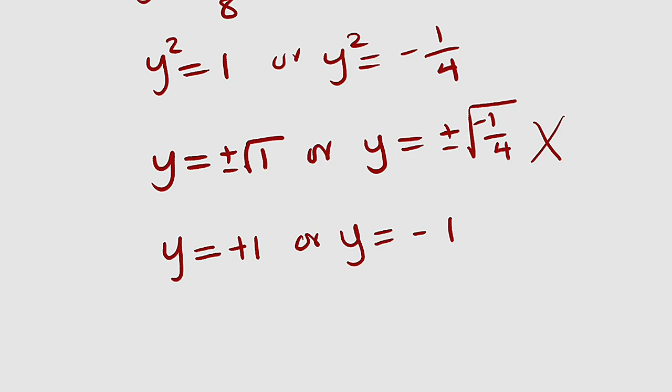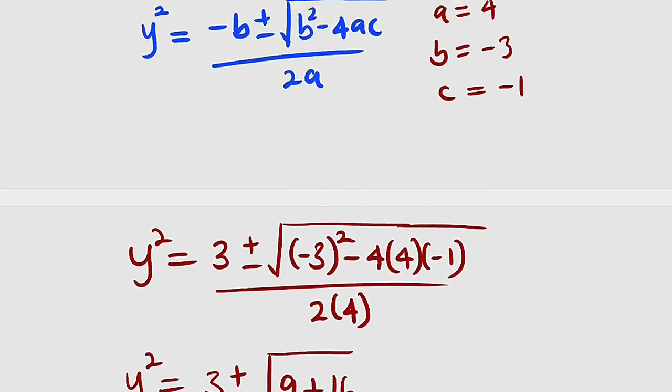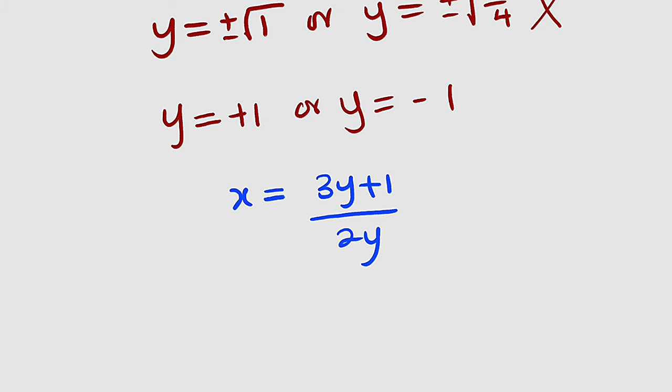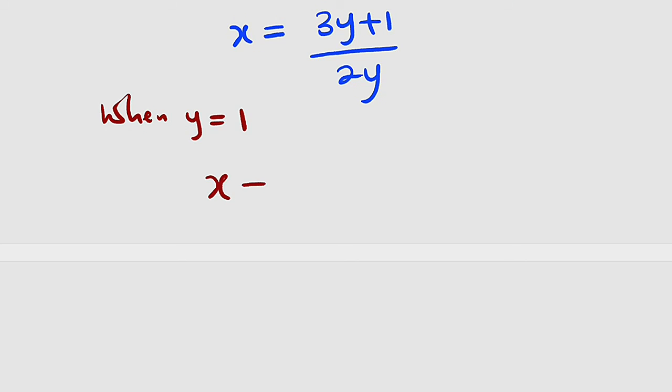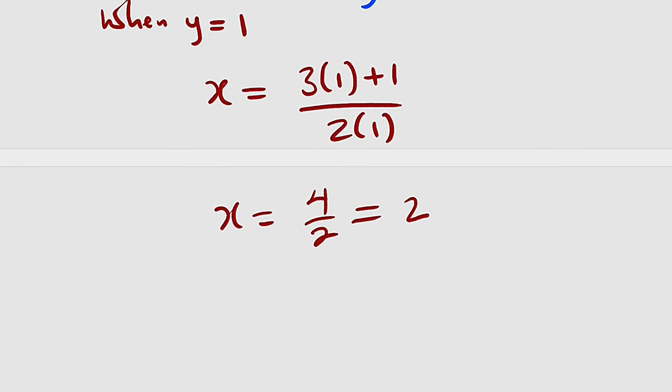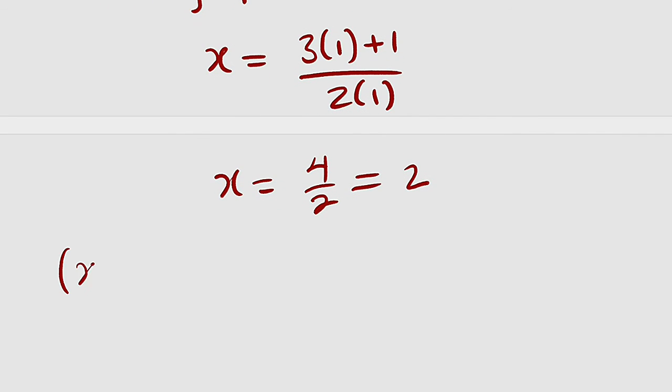So remember, what is the value of x? Because these are the values of y. X is 3y plus 1 divided by 2y, right? So this is the value of x. So we're going to consider two cases. When y is equal to 1, x will be equal to 3 multiplied by 1 plus 1 divided by 2 multiplied by 1. X is equal to the top. We have 3 times 1 is equal to 3 plus 1 is 4. 4 divided by 2, which is equal to 2, right? So when y is 1, x is 2. So we have one set of solution here.